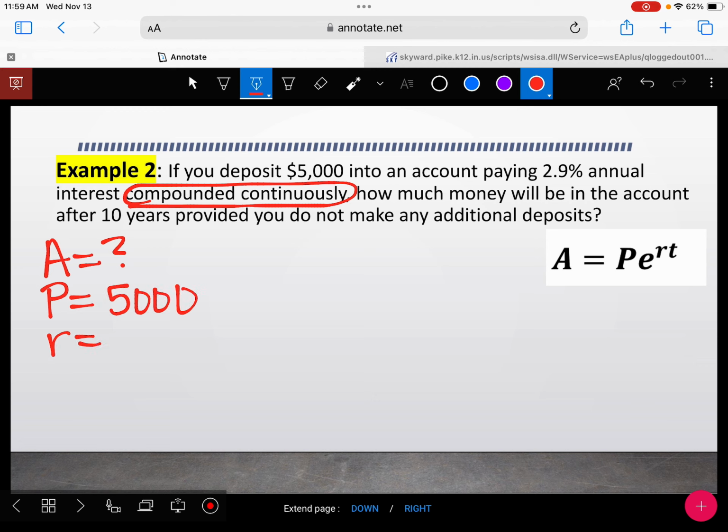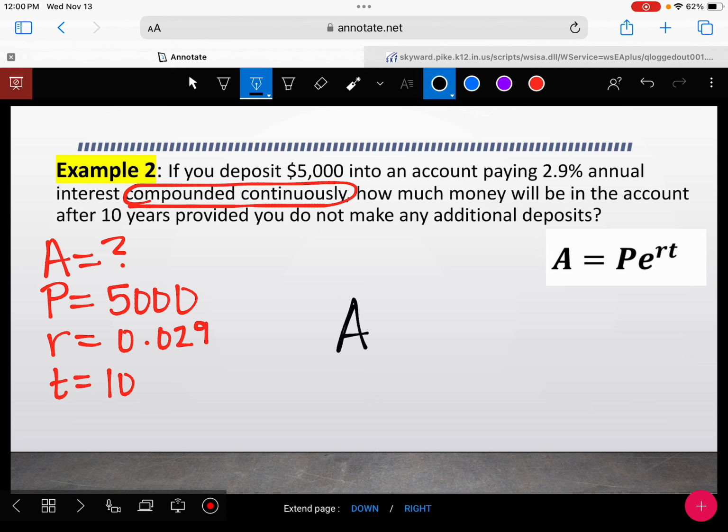My interest rate would be what? How do you convert 2.9% to a decimal? 0.029. Yep, 0.029. And how much time are we leaving this money in the account? 10 years.